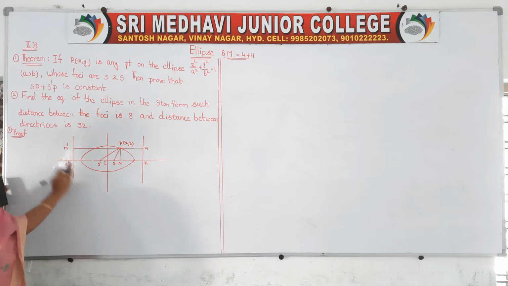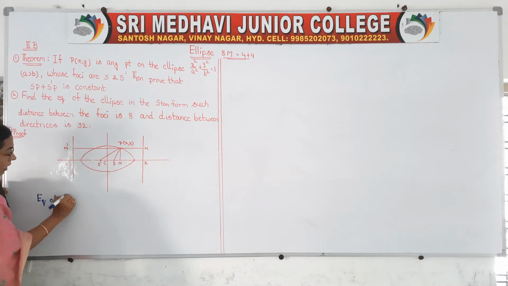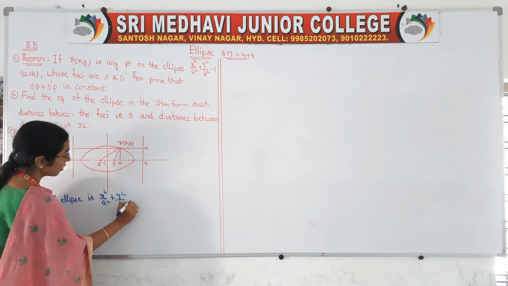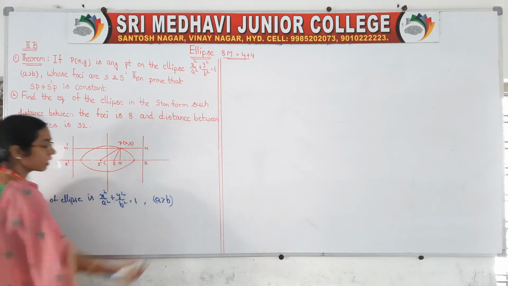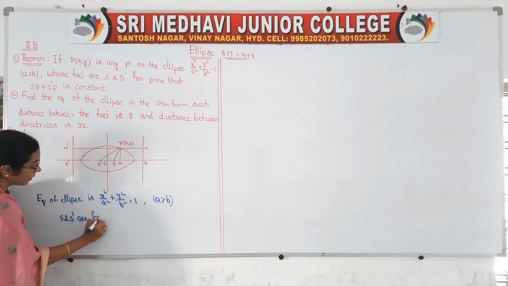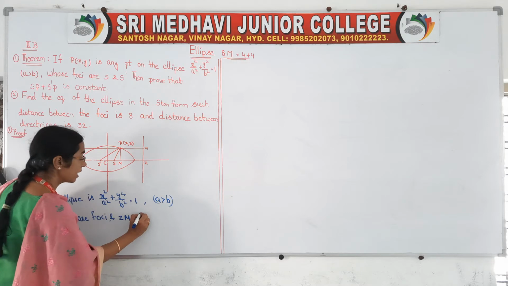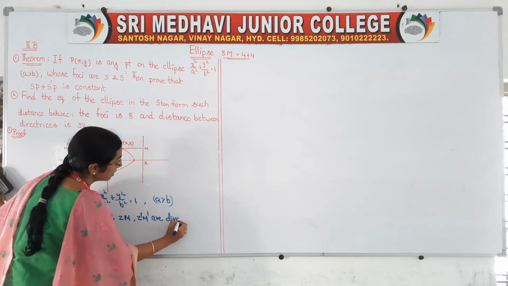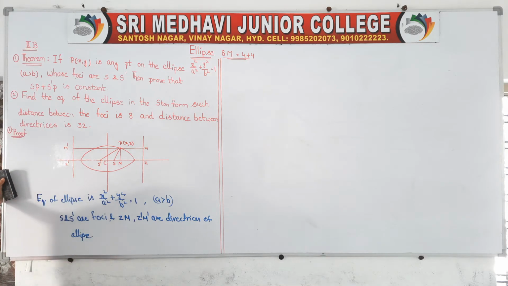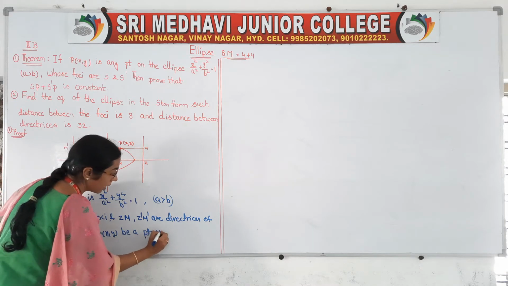First we will write the equation of the ellipse. The equation of the ellipse in standard form is x square by a square plus y square by b square is equal to 1, where a is greater than b. Now what is the given information? S and S dash are foci, and ZM and Z dash M dash are the directrices of the ellipse, and P(x, y) is a point on the ellipse.